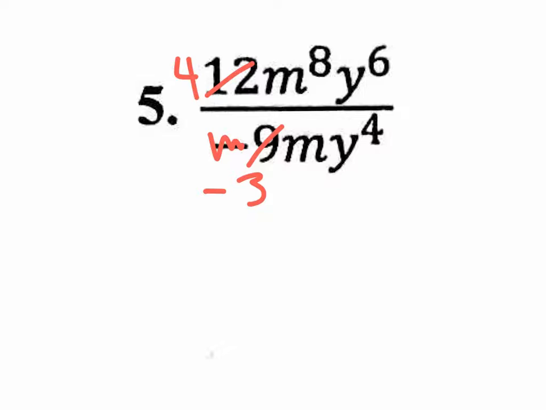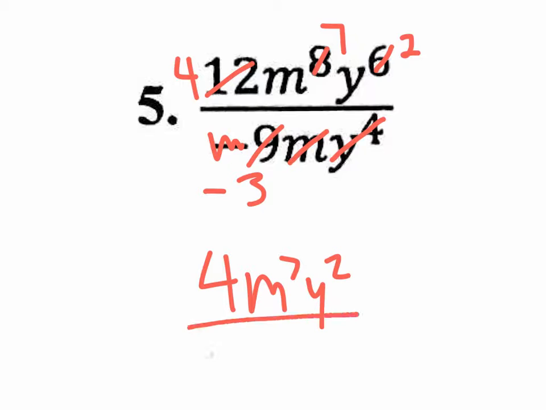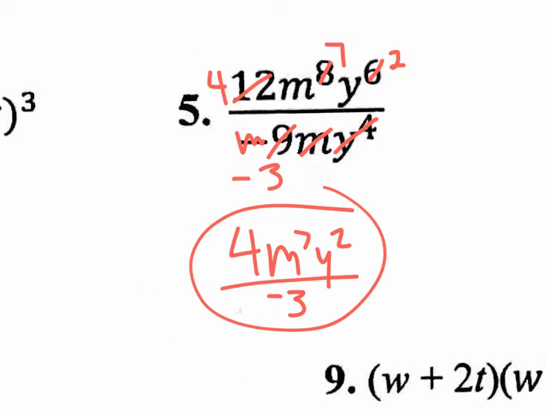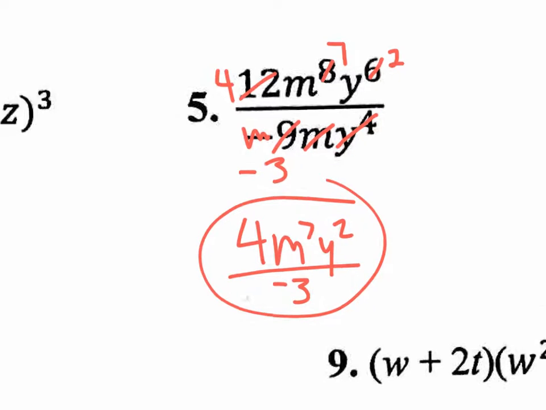Now how about m's? Well, you have one m on the bottom that completely cancels out with one of the 8 up on top, and you're going to have 7 m's left over up on top. And then you have 4 y's on the bottom that completely cancel with 4 of the 6, which means you have 2 left over up on top. So your final answer here is 4 m to the 7th y to the 2nd over negative 3. That's probably as hard as this first section gets.